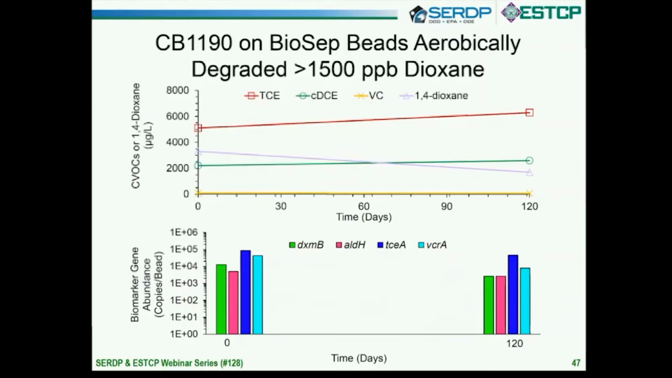The data on the bottom plot shows biomarker gene abundance, copies per bead. These numbers are a lot more reasonable than some of the lab copy number levels, the really high density cultures we were trying. Basically, what we are showing here is that the organisms that express DXMB and ALDH, dioxane degrading genes, can coexist with TCEA and VCRA, so anaerobic organisms, in this aquifer in a real site, not just in the lab.